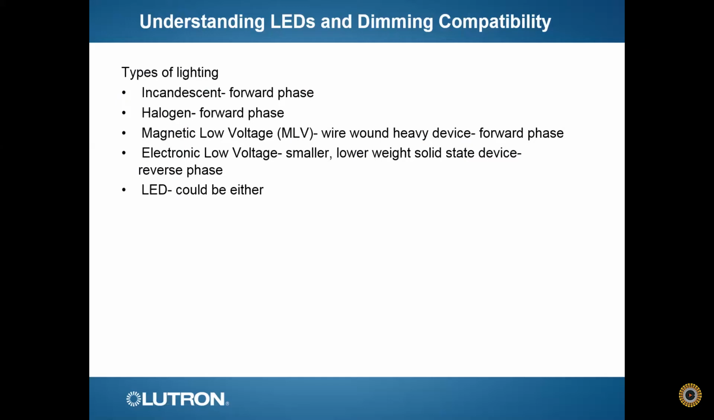When you get into ELV or electronic low voltage, again, they're almost always reverse phase. I've never actually seen one that wasn't reverse phase, although there could be some out there. And then when you get into dedicated LEDs, they could be either. They could be forward or reverse phase. So again, the best thing that you can do for yourself is figure out what type of phase dimming these guys actually need when you run into them.